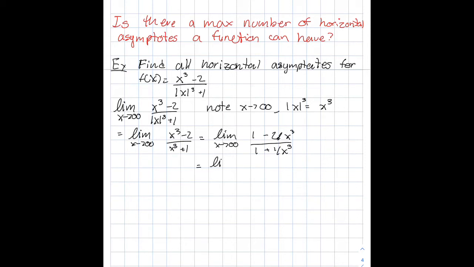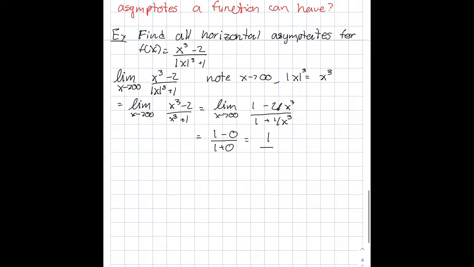All right, and I take the limit as x goes to infinity, so I get 1 minus 0 over 1 plus 0, which just gives me 1. So we have one horizontal asymptote at y equals 1. Not at 1. Y equals 1.